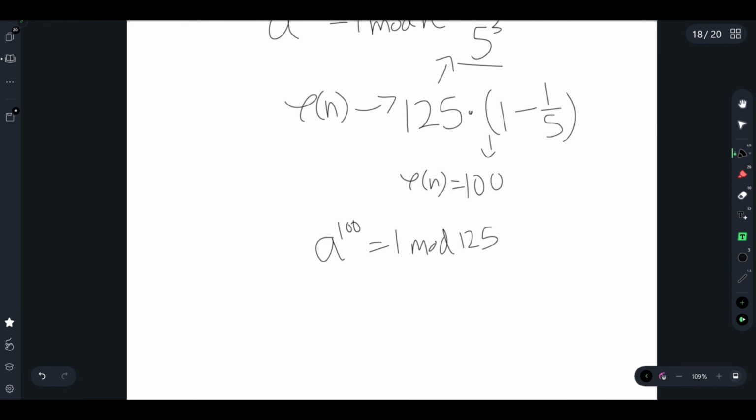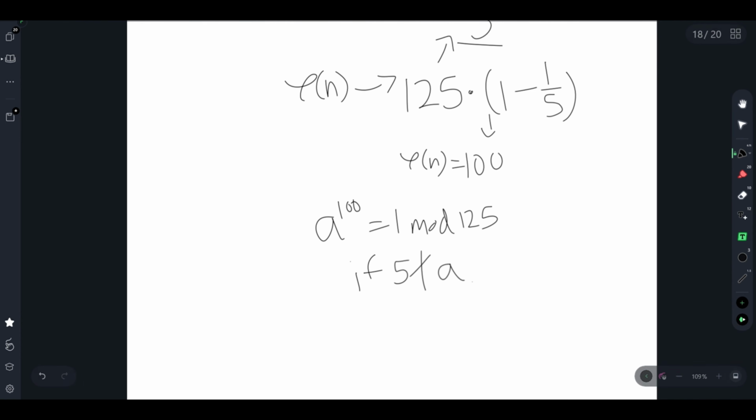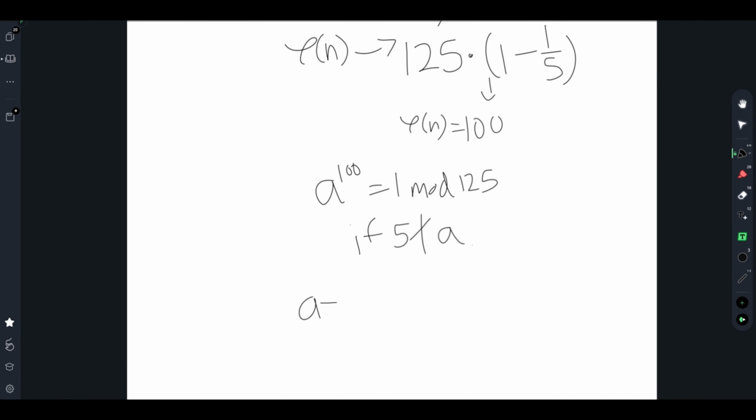But a and 125 have to be relatively prime, so this holds if a is not divisible by 5. Now what if a is divisible by 5? If a is divisible by 5, then 5 to the 100 is obviously 0 mod 125.